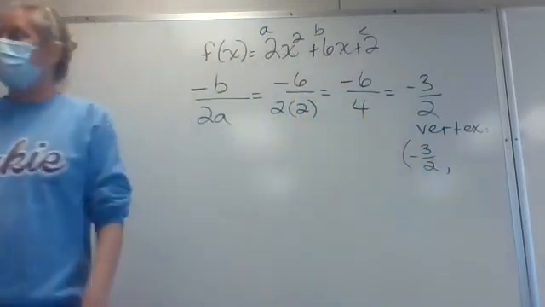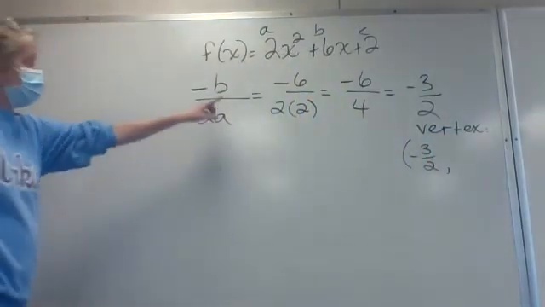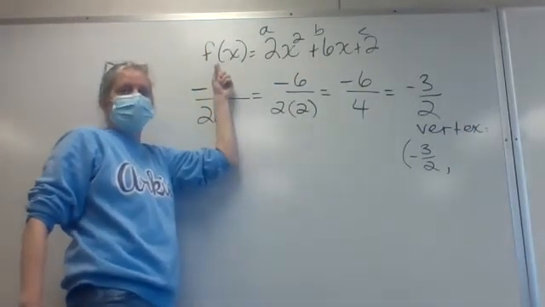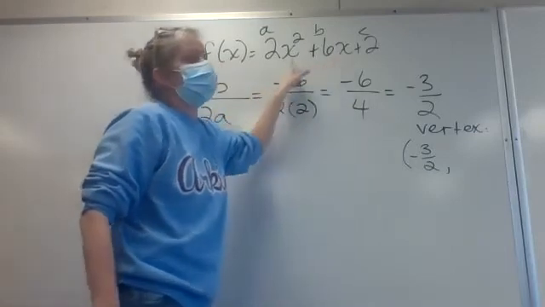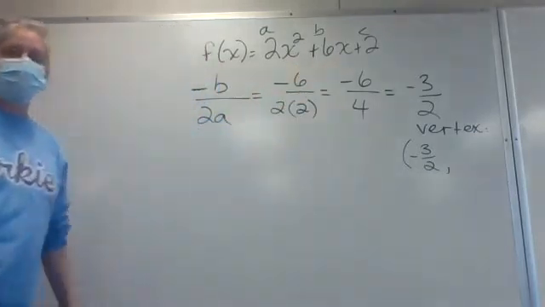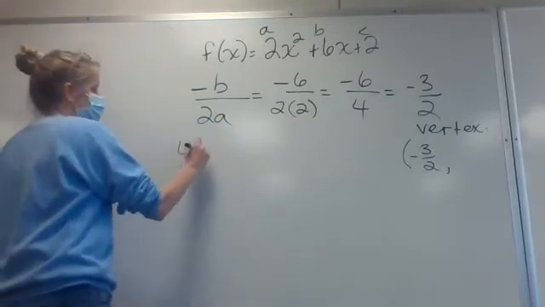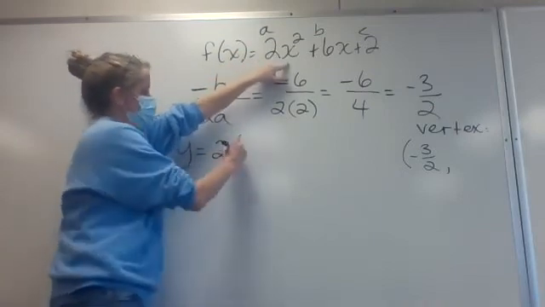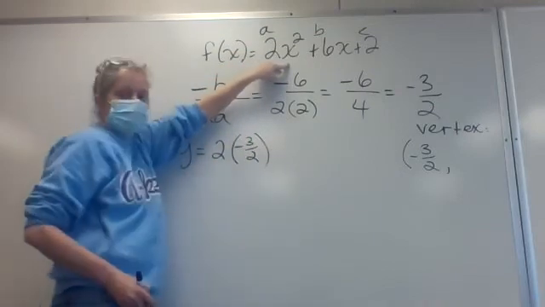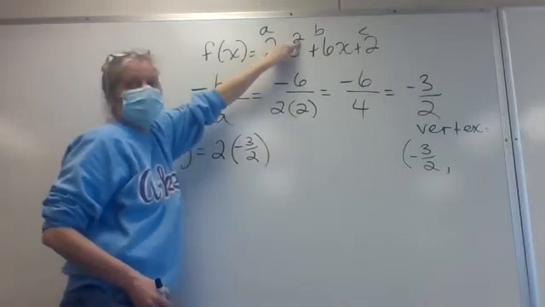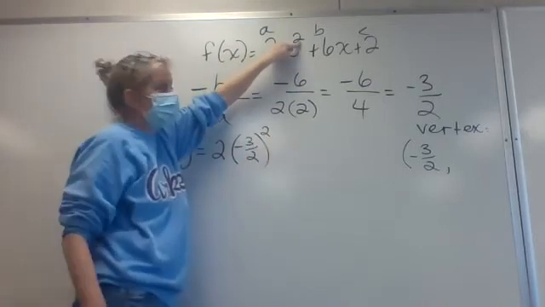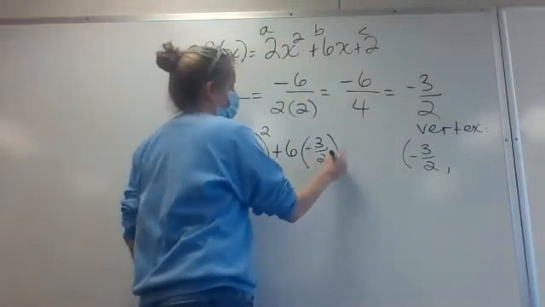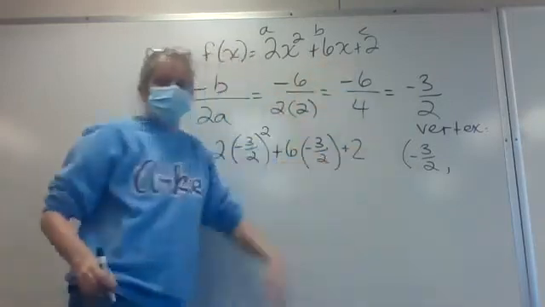How do you find the y? Well, if you know what the x is, doesn't this mean the same thing as y? Yeah, so I can do y equals and then replace those x's with -3/2. So I have 2, open parenthesis, my x is -3/2, close, squared, plus 6, open parentheses, -3/2 plus 2.